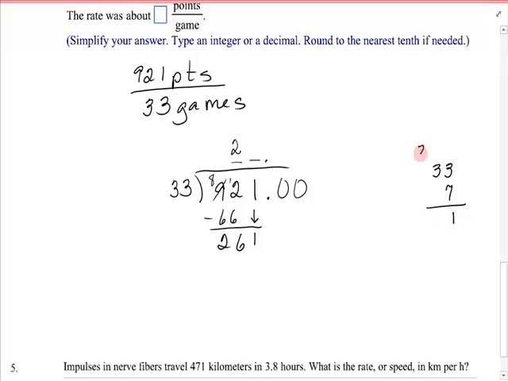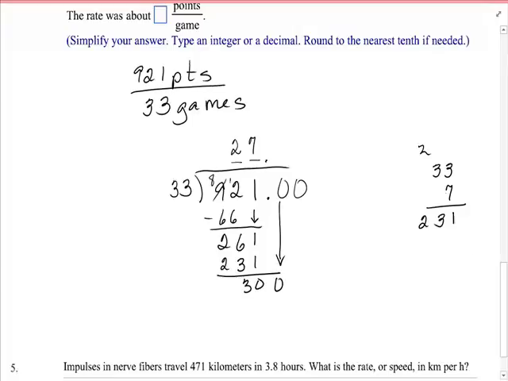That's 21, carry the 2, 21, oops, 23, that's better. So 7 times 33 is 231. That gives me 30, and I bring down a 0.